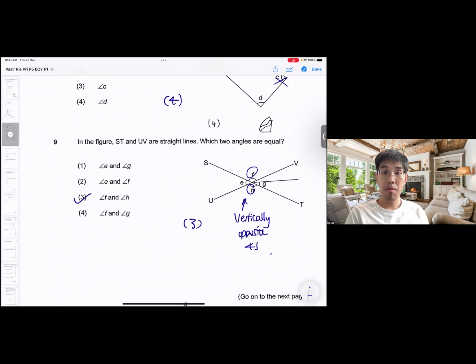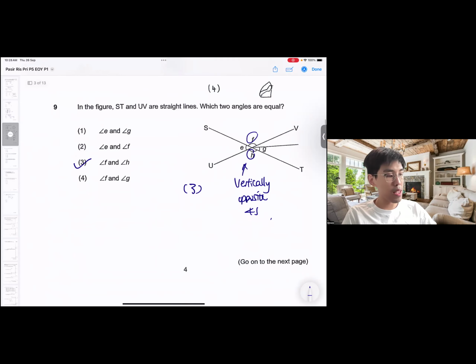Okay, option 3. So basically when we draw a cross, these two angles will be the same. These two angles will be the same. That's the idea. Vertically opposite, but that means they are facing each other directly.